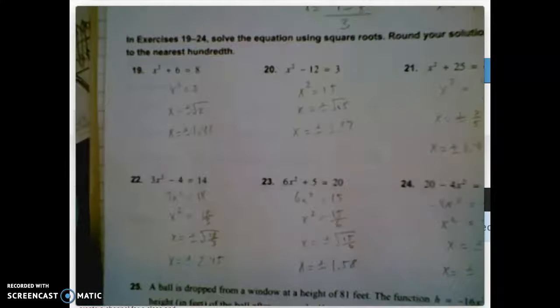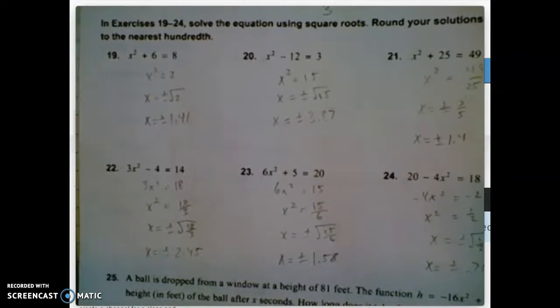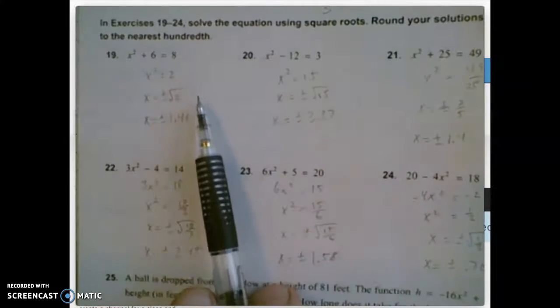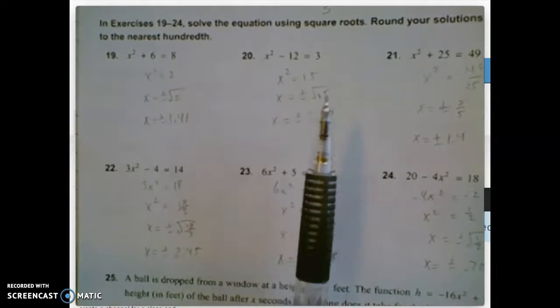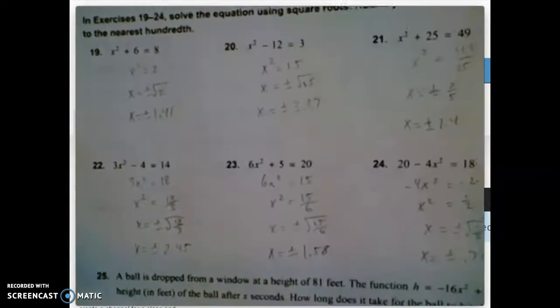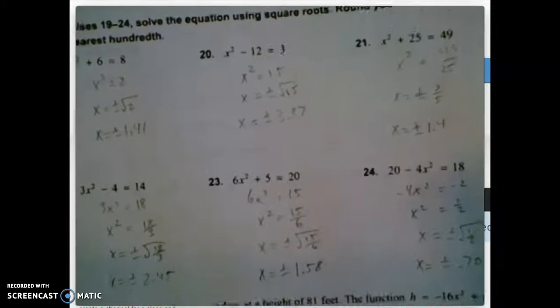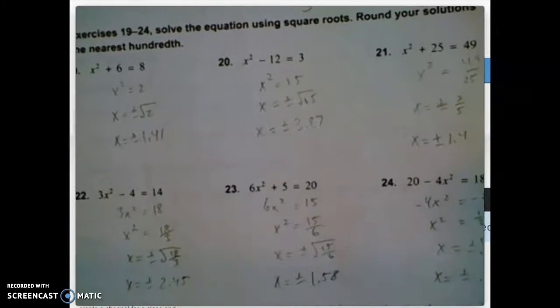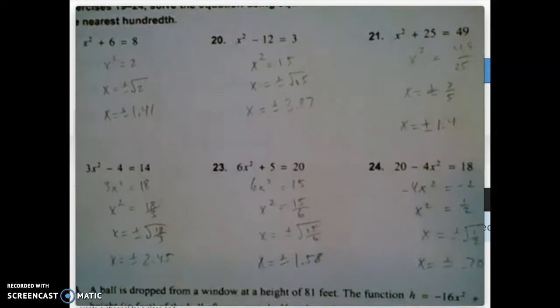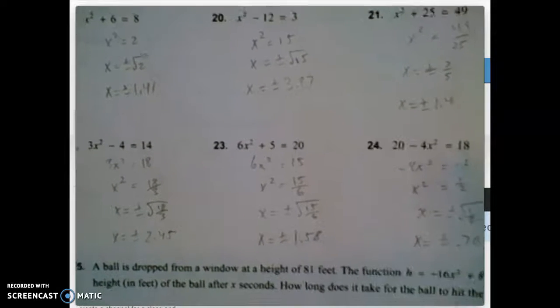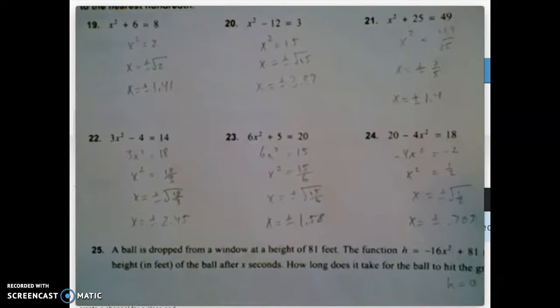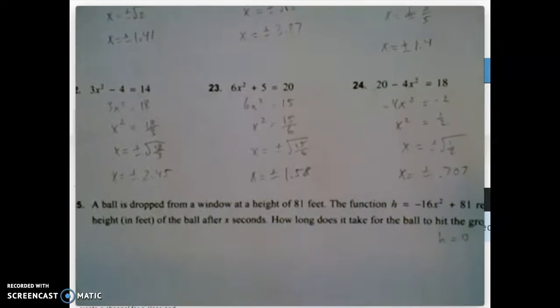Here we are at 19 through 24. These are the same types of problems, but the only difference is it actually wants you to go on your calculator and figure out, do you know how to take the square root with the calculator? I will post a video on how to use the online Desmos calculator. I think we're all pretty comfortable with it, but you can watch that if you want a little refresher. So there's 19, 20, 21, 22, 23, 24.